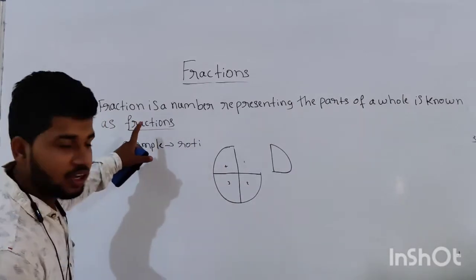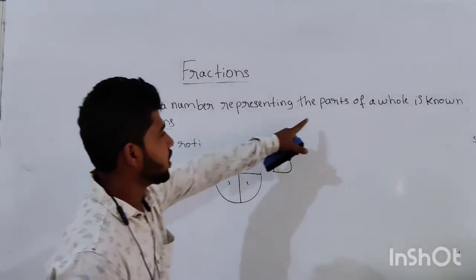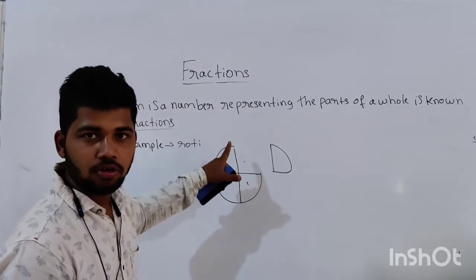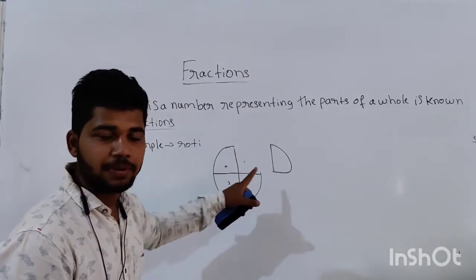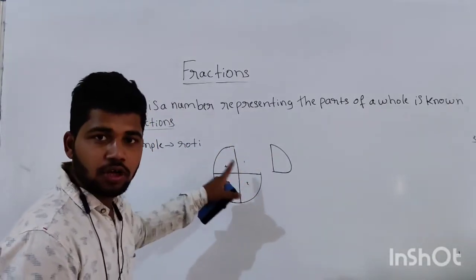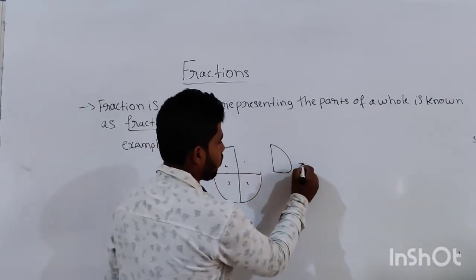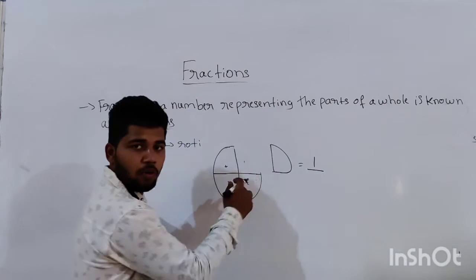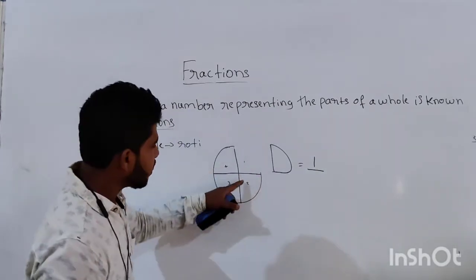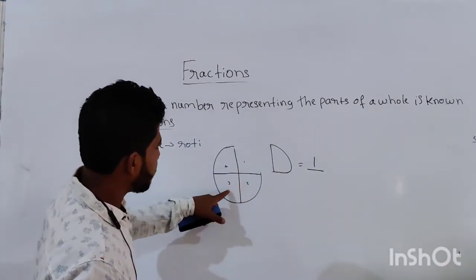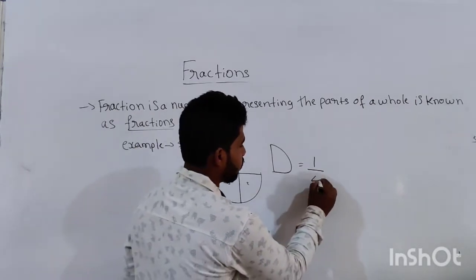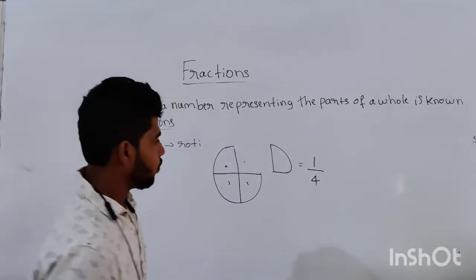What is the definition of a fraction? A fraction is a number representing the parts of a whole. Now we can represent the roti as a fraction. We already removed one part. So 1 by how many total parts in the roti? 1, 2, 3, 4. So 1 by 4.